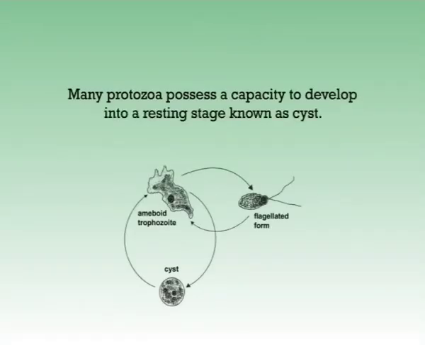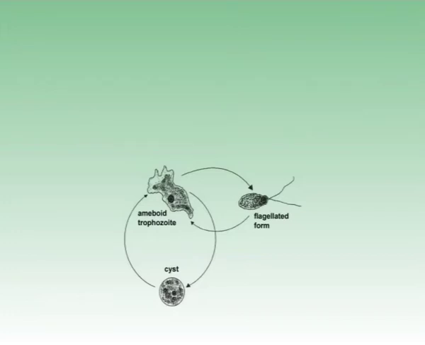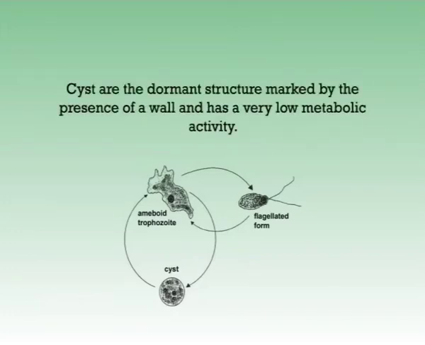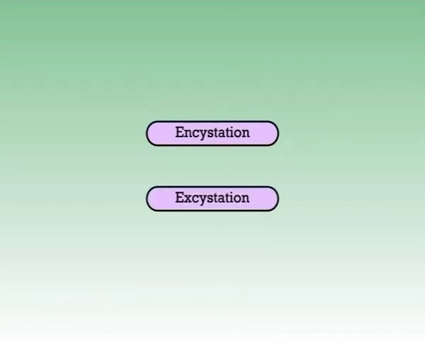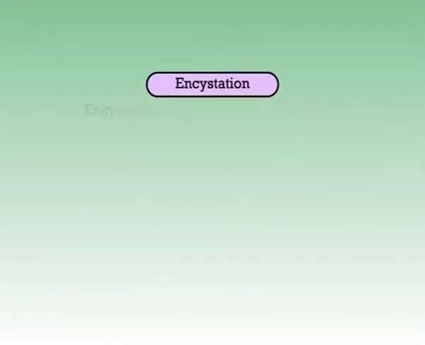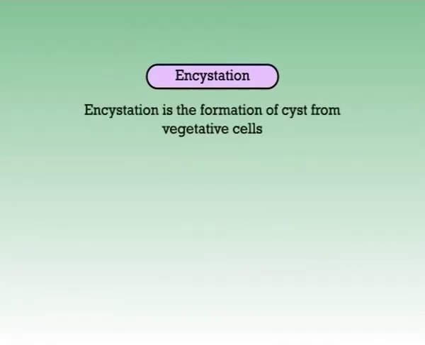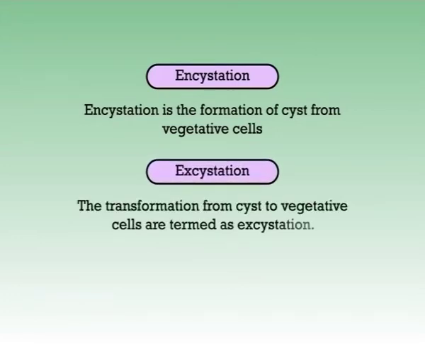Many of the protozoa possess a capacity to develop into a resting stage that we call a cyst. Cysts are dormant structures marked by the presence of a valve and have very low metabolic activity. Under this, there are two very interesting terms, that is encystation and excystation. We'll see what these two are. Encystation is the formation of cyst from vegetative cells, whereas the transformation from cyst to vegetative cells is termed excystation.